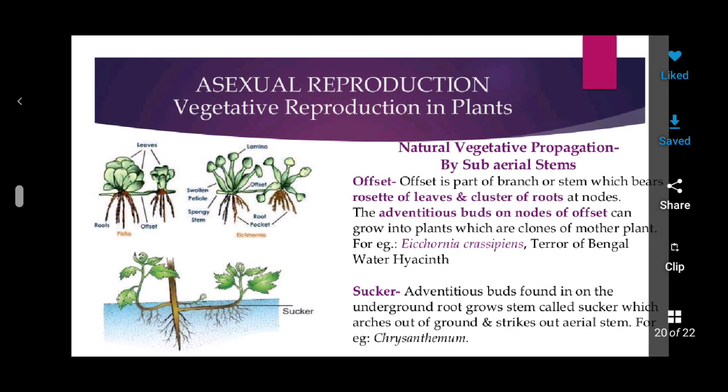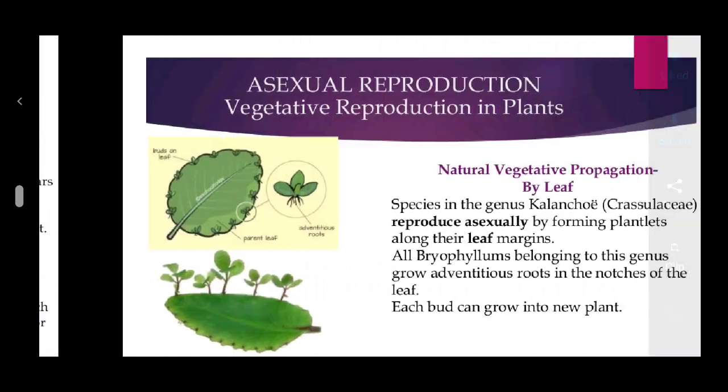And the next is the sucker. The best example of sucker is chrysanthemum or mint. The adventitious bud found on the underground root grows a stem called a sucker which arches out of the ground and stalks out of the aerial stem.